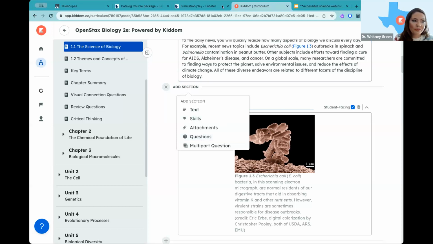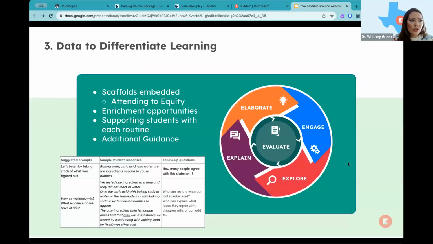Awesome. So now that we've talked about being personalized and prescriptive through our curriculums that offer that as well, now we're really going to jump into our data as our third piece and our last piece to make accessible science instruction and curriculum.